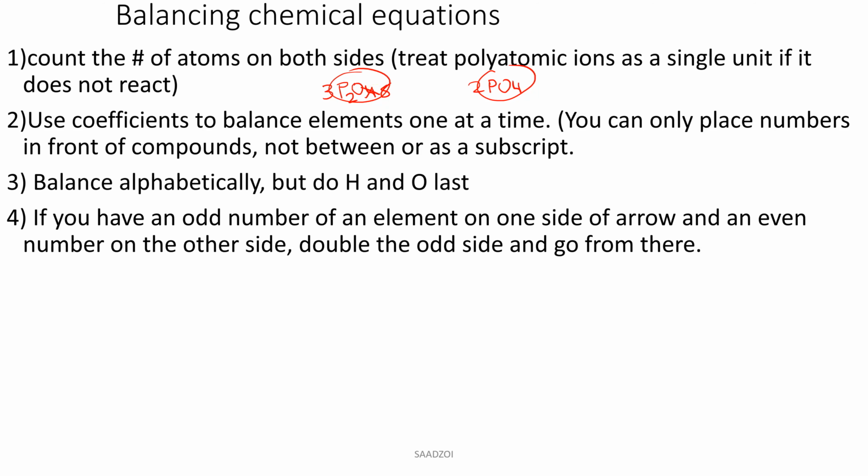3, balance alphabetically, it just works. But make sure you do H and O last in that sequence. So your last two elements you always balance are H and then O. Why? It just works out that way and it gives you the right answer most of the time. And the last rule, if you have an odd number of an element on one side of the arrow and an even number on the other side, double the odd side. And I'll show you what that looks like as well.